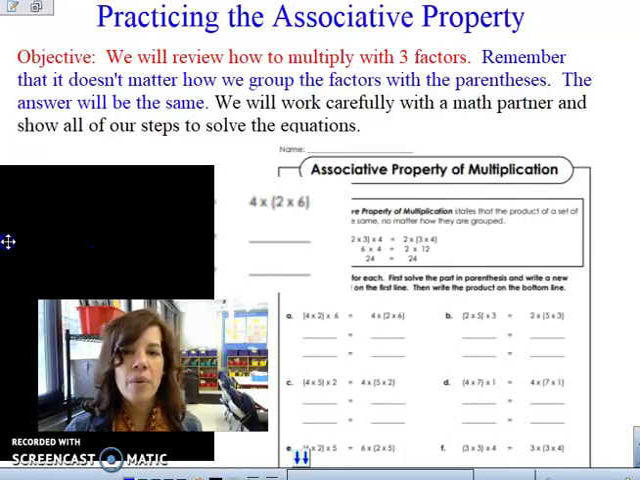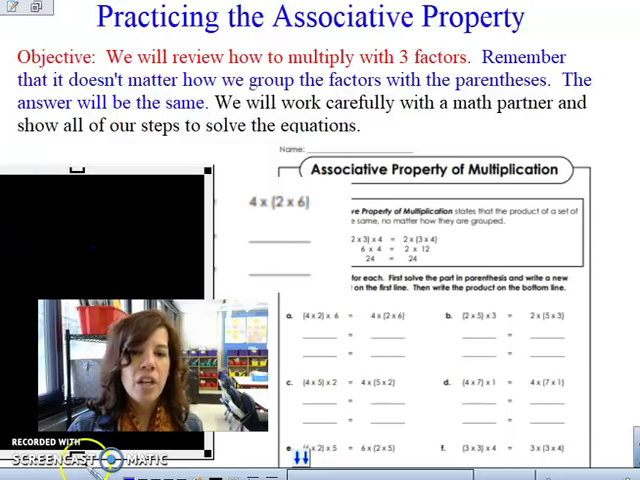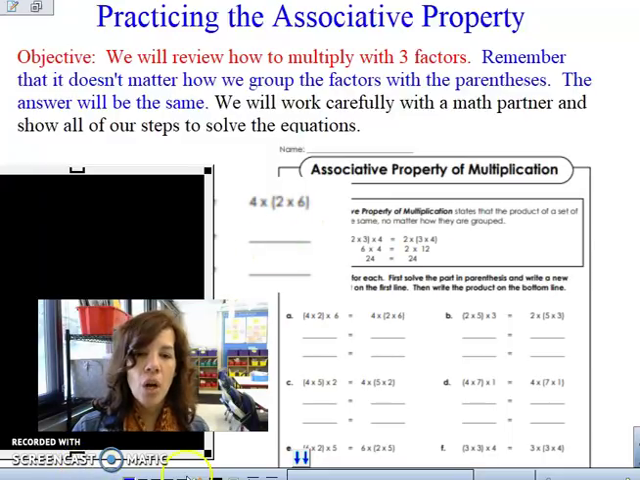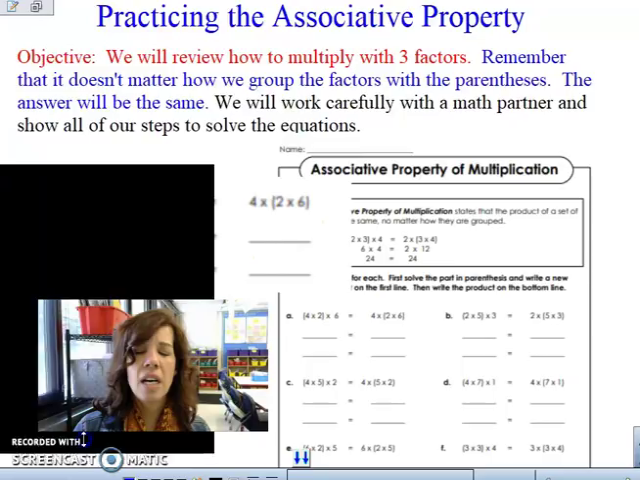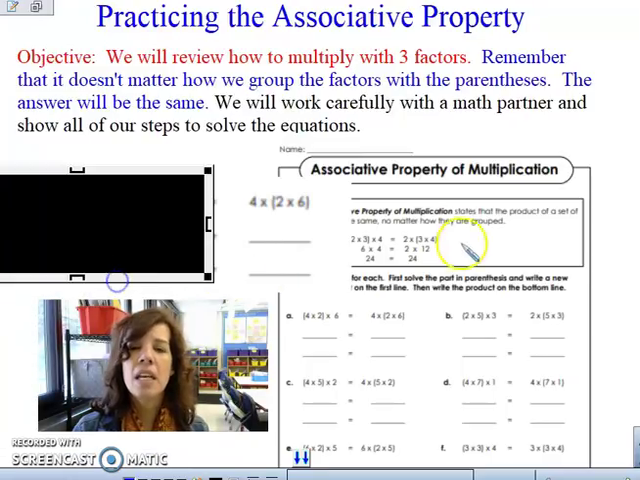Here's another way that we can do this, okay? Another way that we can show 4 times 2 times 6. We can do the parentheses with the 2 and the 6. It will not change the answer. Watch, I'll prove it to you. 2 times 6. Well, I know that 2 times 5 is 10, plus 2 more is 12. So I write my 12 down here.